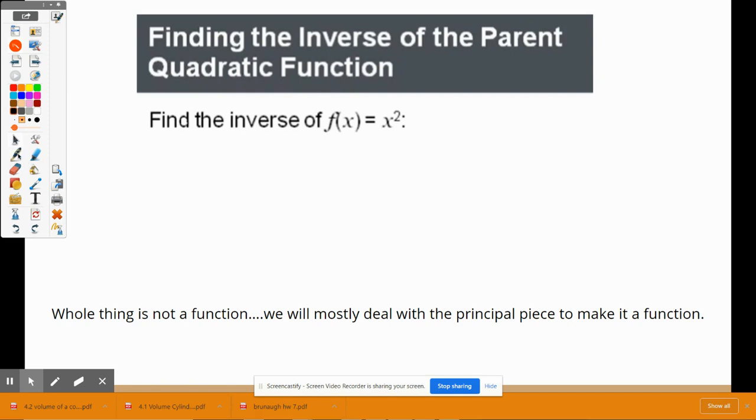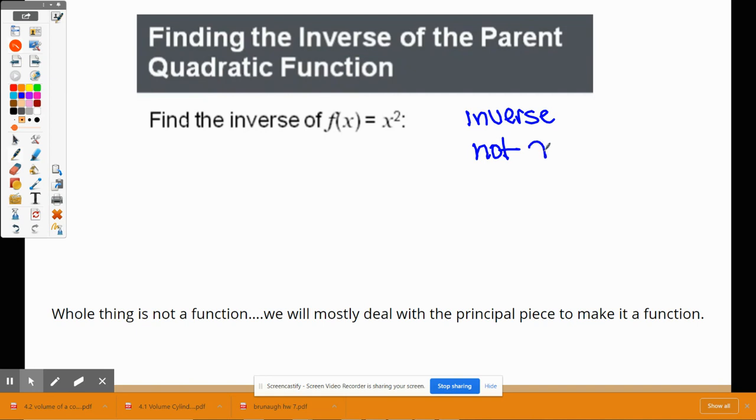So how do you find the inverse? Well, it doesn't say make it a function. So how would we find the inverse, period? This is just the inverse. We know that it's not going to be a function. How do I know it's not a function? Because this function is a parabola, which fails the horizontal line test. It's not 1-to-1.